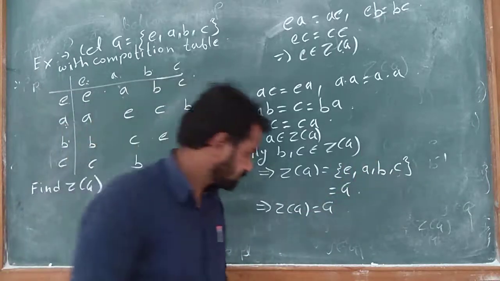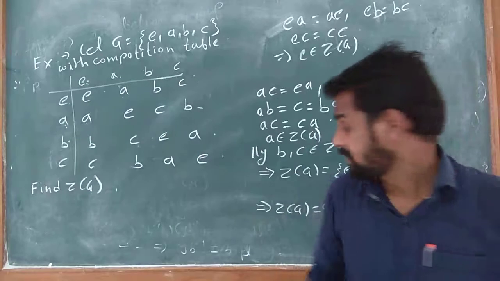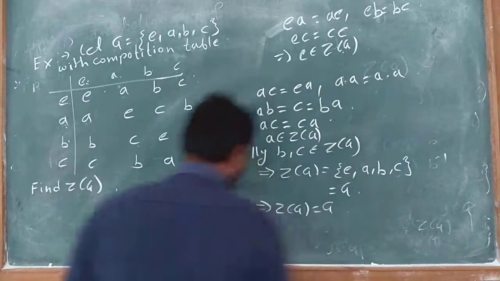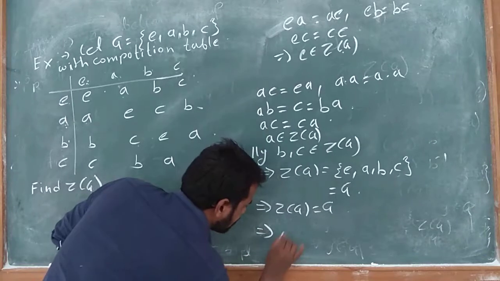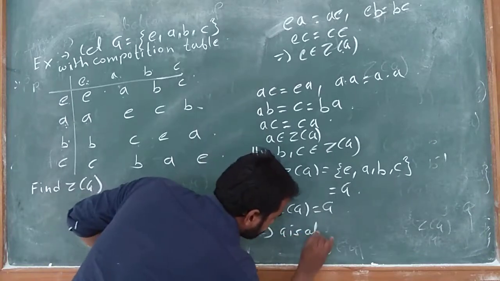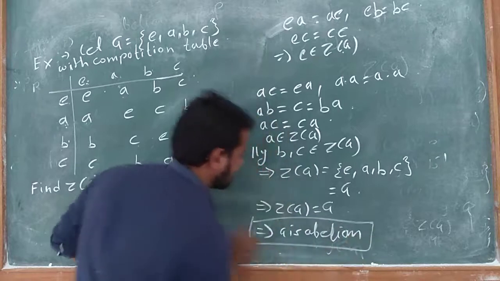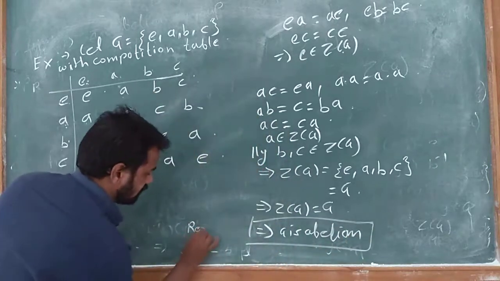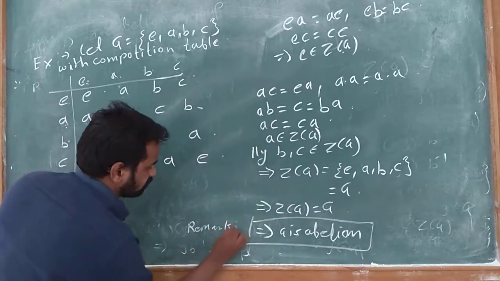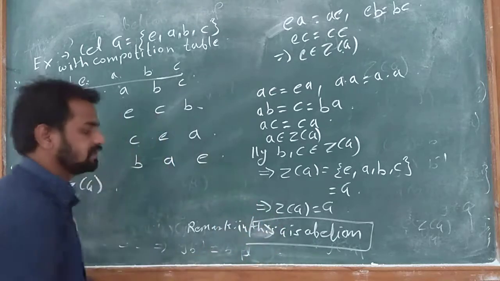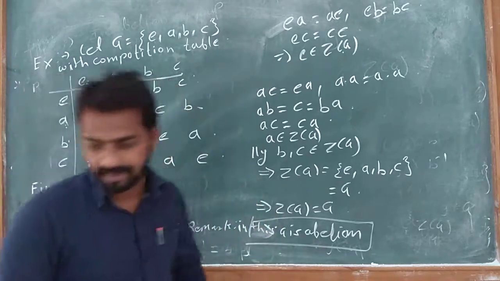But also, for our knowledge, if Z of G is equal to G, then G is abelian. This implies G is abelian. In this example, G is abelian.